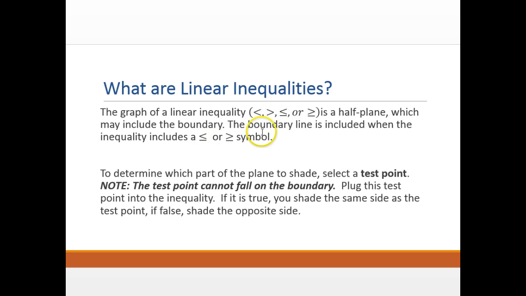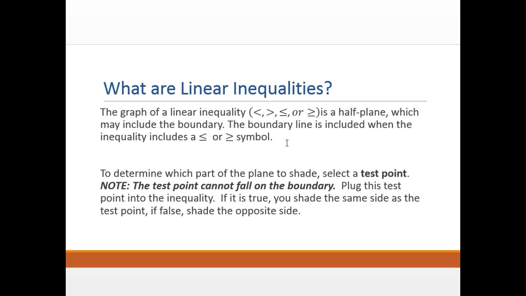So in other words, the equal part tells us we include the boundary. And if I simply have less than or greater than, I don't include the boundary. Now the question is, once I split the plane in half with a line, how do we know which part to shade in? For this, we simply pick a test point, and the only requirement is that the test point cannot fall on that boundary line.